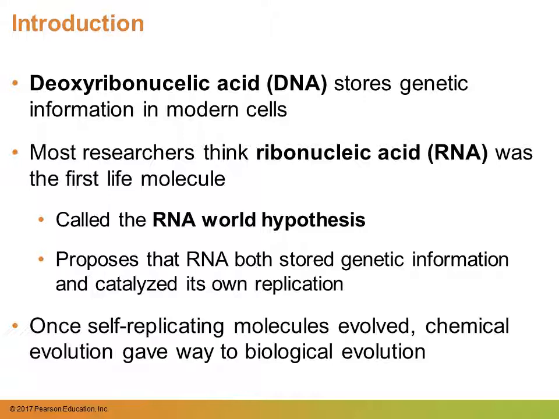So what does DNA represent? It represents deoxyribonucleic acid, and it stores genetic information in eukaryotic and prokaryotic cells. So DNA is deoxyribonucleic acid and RNA is ribonucleic acid. And many researchers think that RNA came first before DNA, and this is called the RNA world hypothesis.